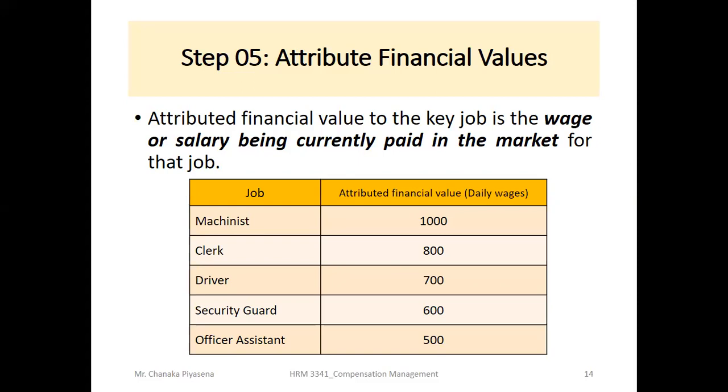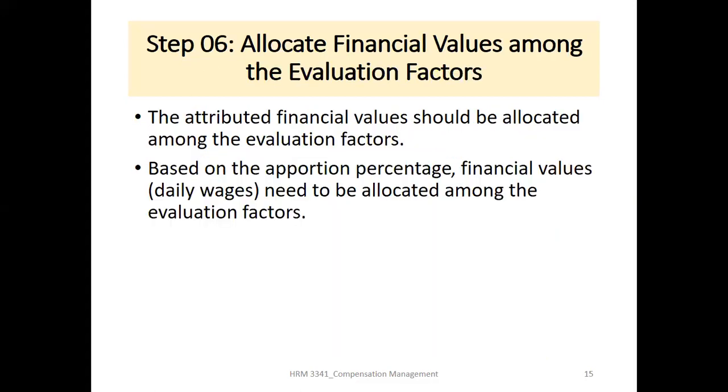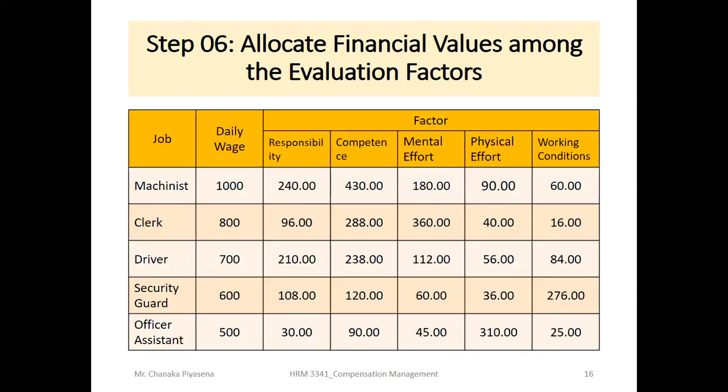Then these financial values need to be allocated among the evaluation factors. As a 6th step, the attributed financial value should be allocated among the evaluation factors. Based on the appropriate percentage, financial values, daily wage, need to be allocated among the evaluation factors. As an example, there are 5 jobs. There are 5 daily wages for each and every job. Then there are percentages. Now we can allocate this daily wage based on the factors.